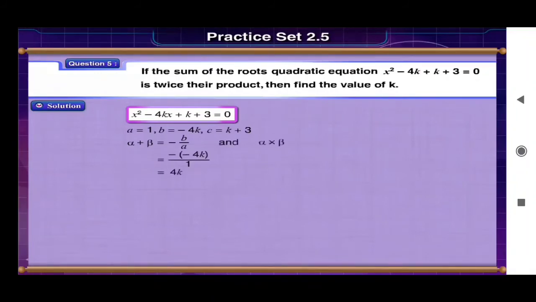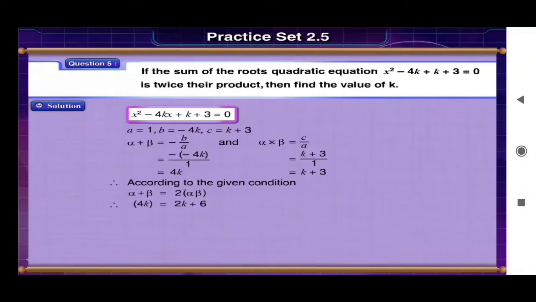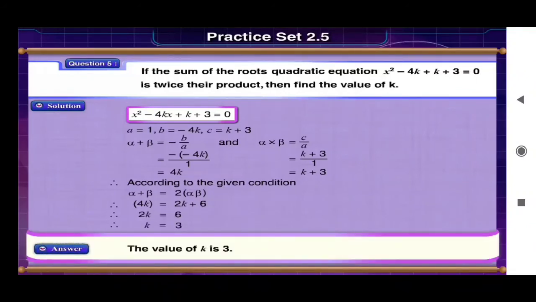Alpha into beta is equal to c upon a, that is equal to (k plus 3) upon 1, which is equal to k plus 3. According to the given condition, alpha plus beta is equal to 2 into alpha beta. Therefore, 4k is equal to 2k plus 6. Therefore, 2k is equal to 6. Therefore, k is equal to 3. So the answer is, the value of k is 3.